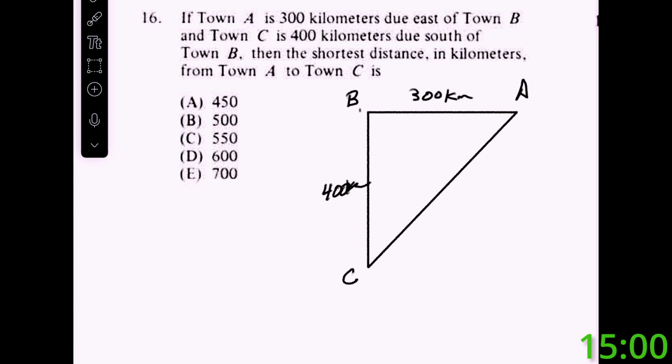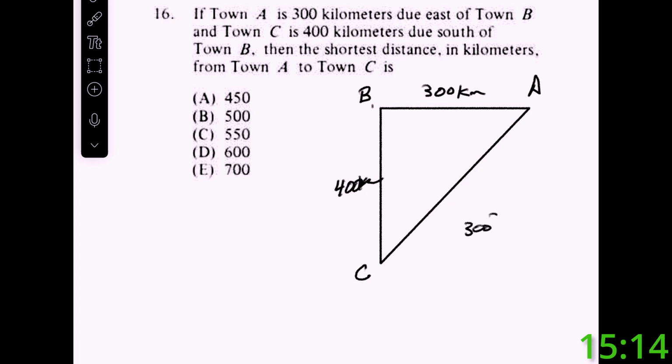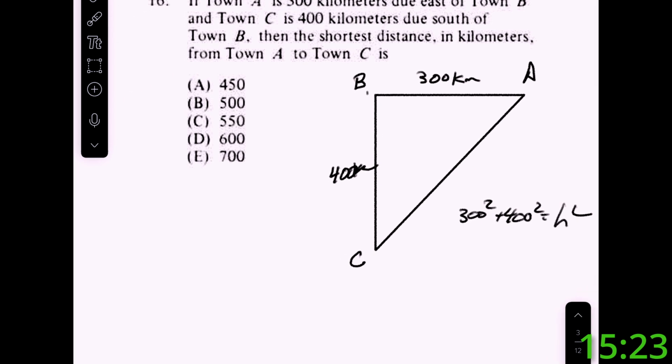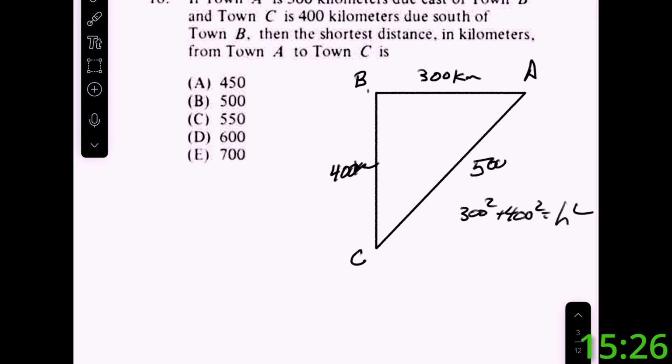All right, the reason it's giving me the tinglies is because 3, 4, 5 right triangles are a thing. I could work this out with the Pythagorean theorem if I wanted to. 300 squared plus 400 squared equals that hypotenuse squared. But I know 3, 4, 5 triangles are a thing. So, gosh, I gotta get my hand under control here. 500 kilometers is that one. And I guess on a timed test, this is the kind of thing that they want you to see without figuring out.